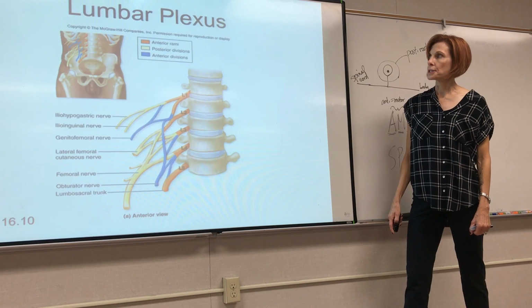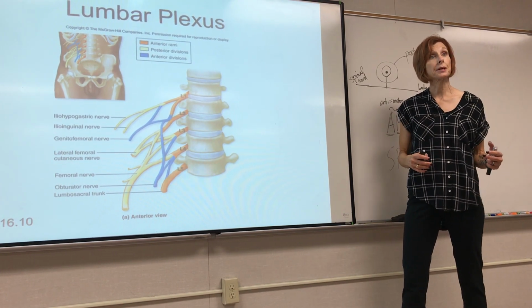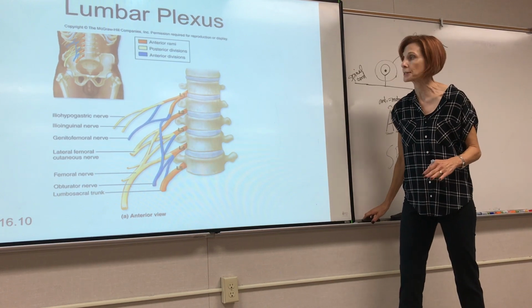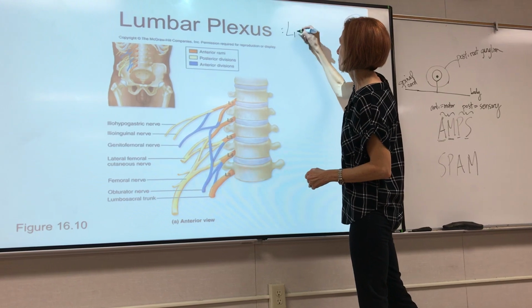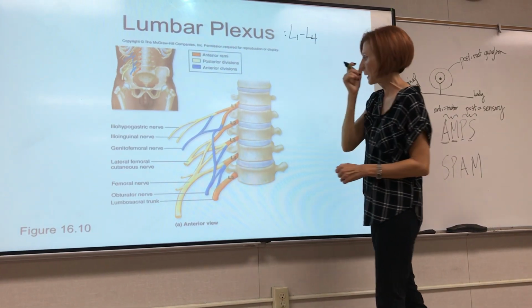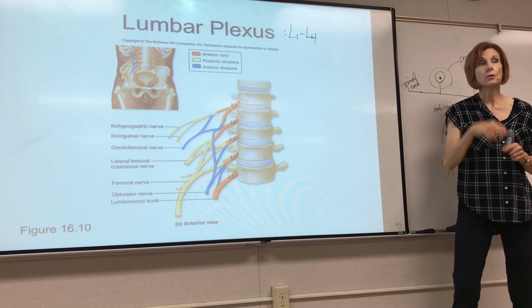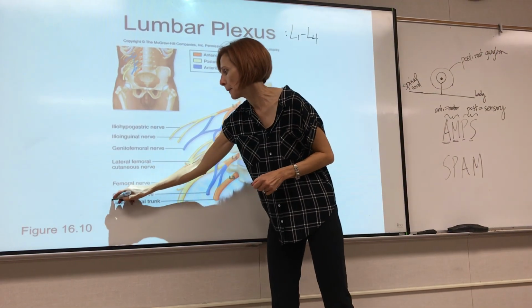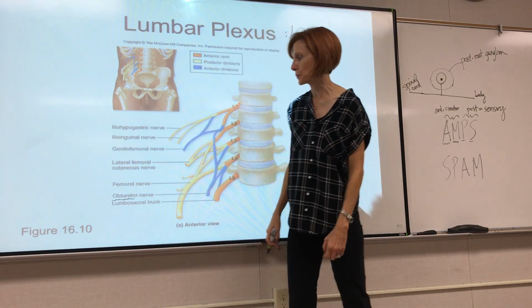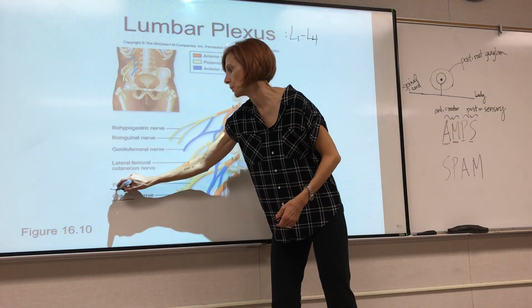Okay, so the next plexus is down in the lumbar area. Remember, we're skipping over thoracic because there is no plexus in the thoracic region. So this is formed by actually L1 through L4. Okay, the lumbar plexus is L1 through L4. There are only two nerves that I would like you to know that come out of this. The obturator, which goes through that obturator foramen in the pelvis, and the femoral.